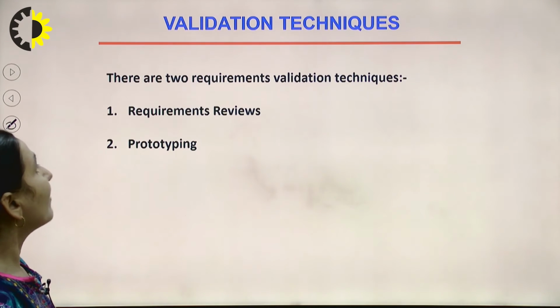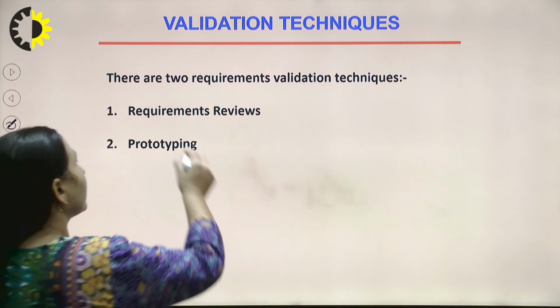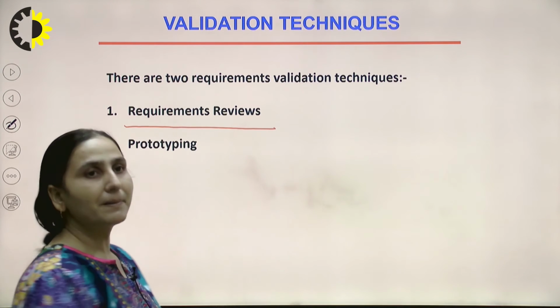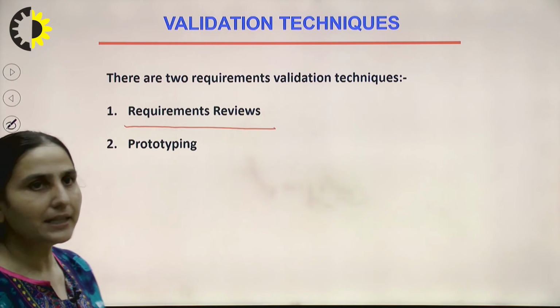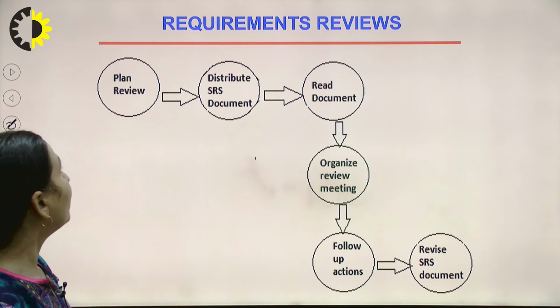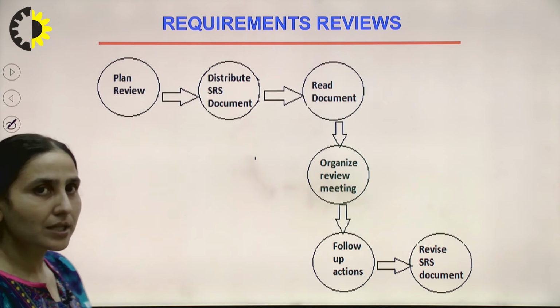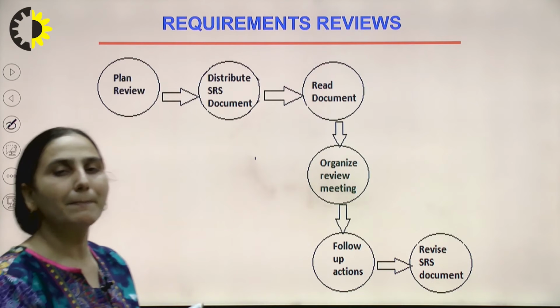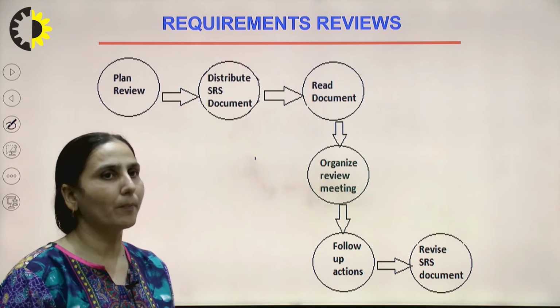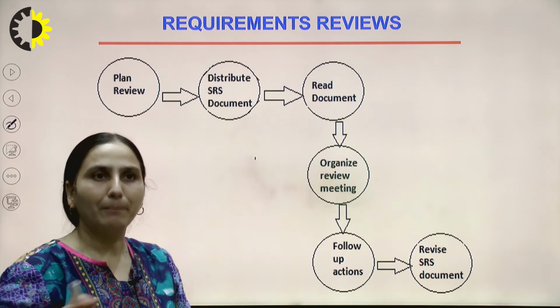Now, there are two requirements validation techniques: the requirements review, that means simply reviewing the requirements, and prototyping. If we talk about the requirements review, we basically need to plan the reviews. Again, for the review purpose, the review needs to be properly planned.